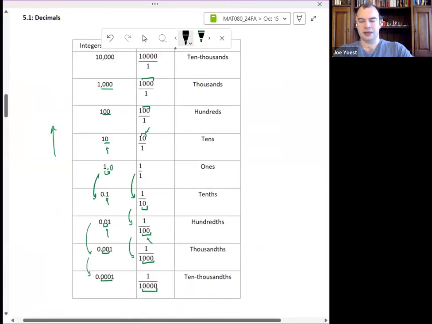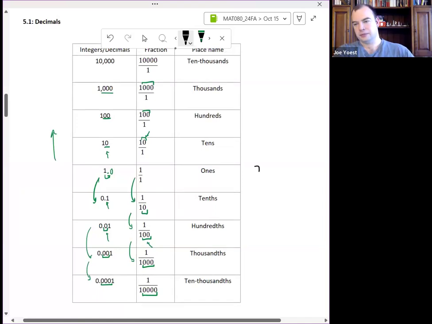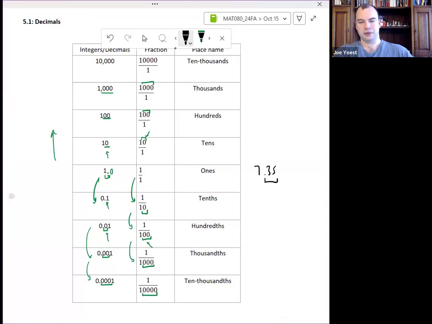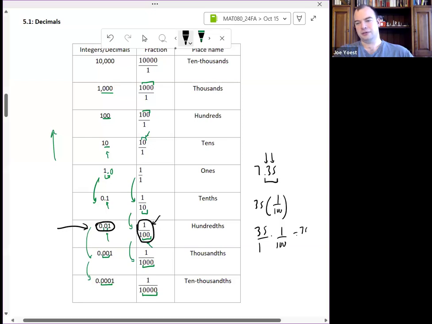Right? If we think all the way back up here, this 0.35, I see 1, 2 places to the right of the decimal point. 0.01 has 2 places to the right of the decimal point. So I have 35 hundredths, or 35 of these. You could think of it as like 35 times 1/100th. I have 35 of these, or just 35 over 1 times 1 over 100, 35 over 100.